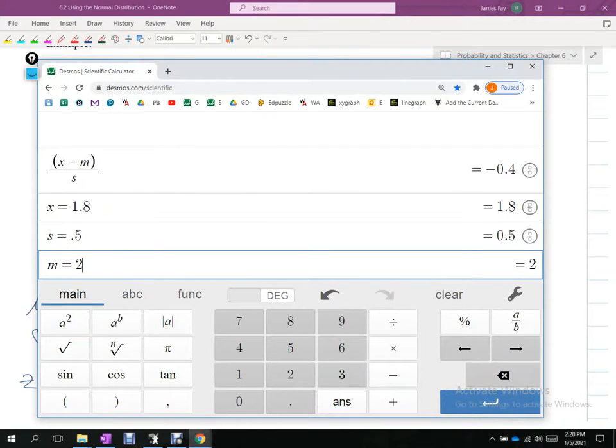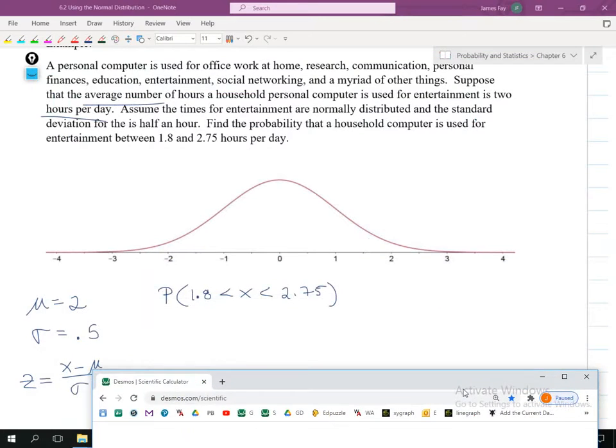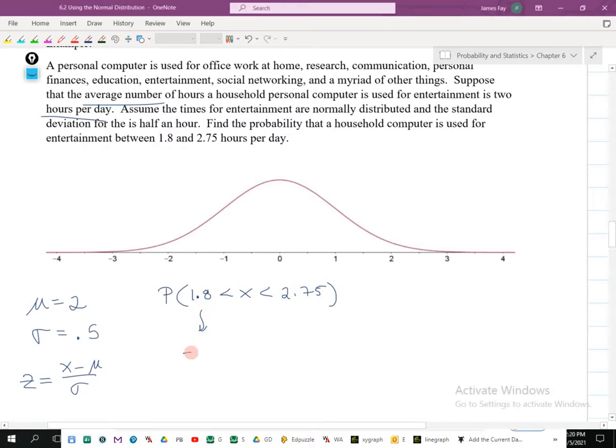And then once we plug those things in, it runs through that calculation for us, which we could have done by hand quickly, but having this, if I have to do this multiple times, is a benefit. So negative 0.4 is what 1.8 standardizes to. Okay, so negative 0.4. The X is going to become a Z.